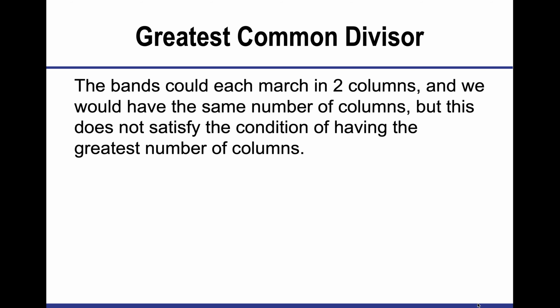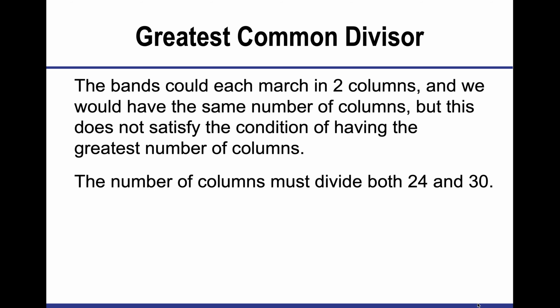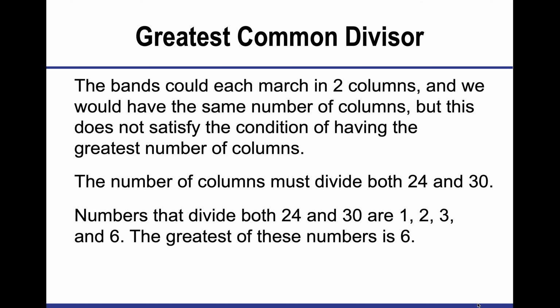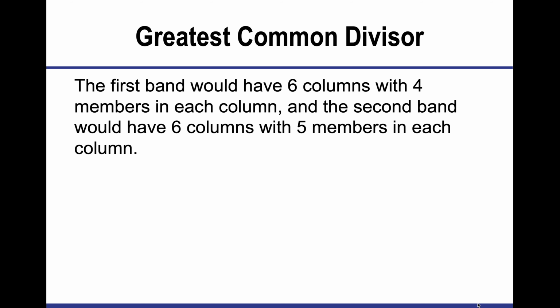So if I have groups of things, like a marching band has so many rows, right, they divide their marchers into, I'm looking for the largest number of rows that would work to group them together. Eventually, if I have too large of a divisor, I'm not going to be able to group them all together in their rows. So the number of columns for this example must divide both 24 and 30, which would be 1, 2, 3, and 6. Since the largest number is 6, that's going to be the greatest of these numbers.